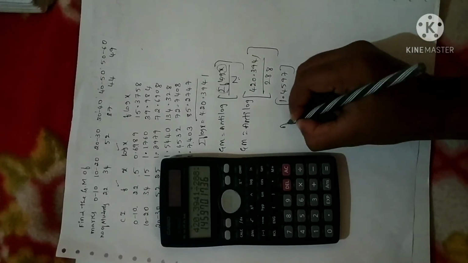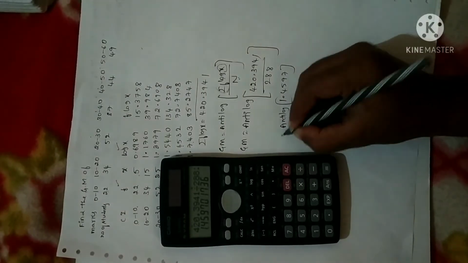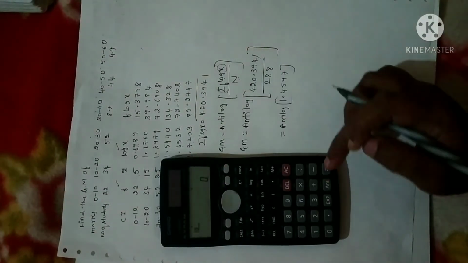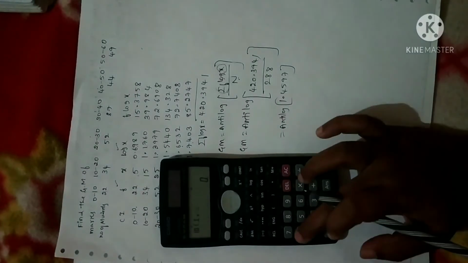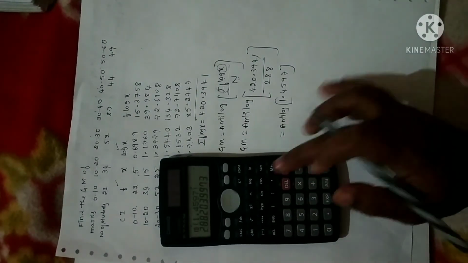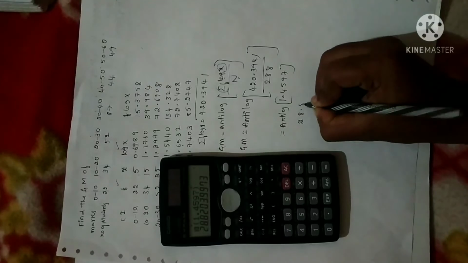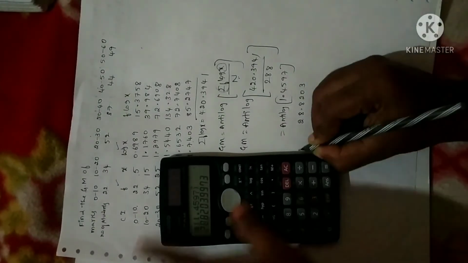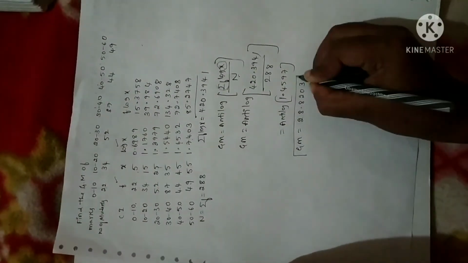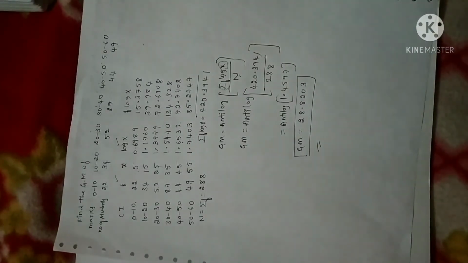1.4597. So I have to apply anti-logarithm. Let me apply shift log, anti-log of 1.4597. That will give us 28.8203. So the geometric mean of the given problem is this.